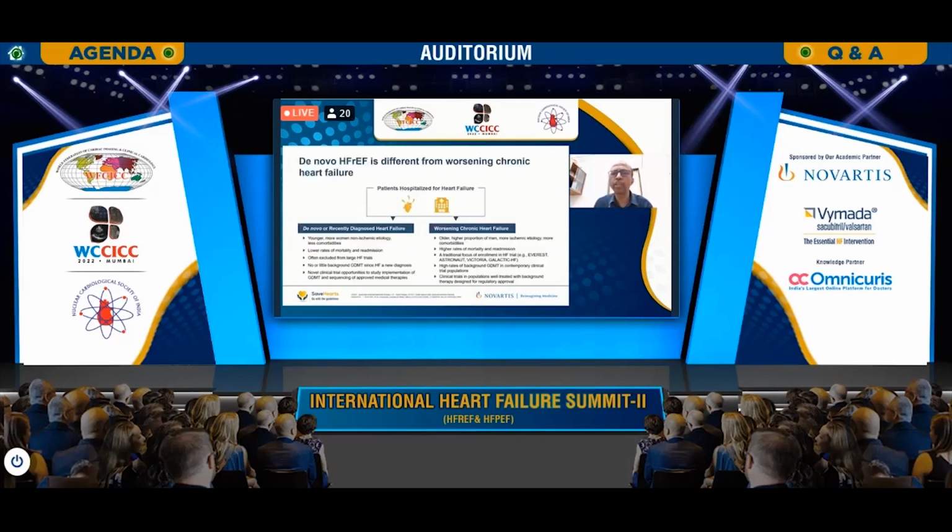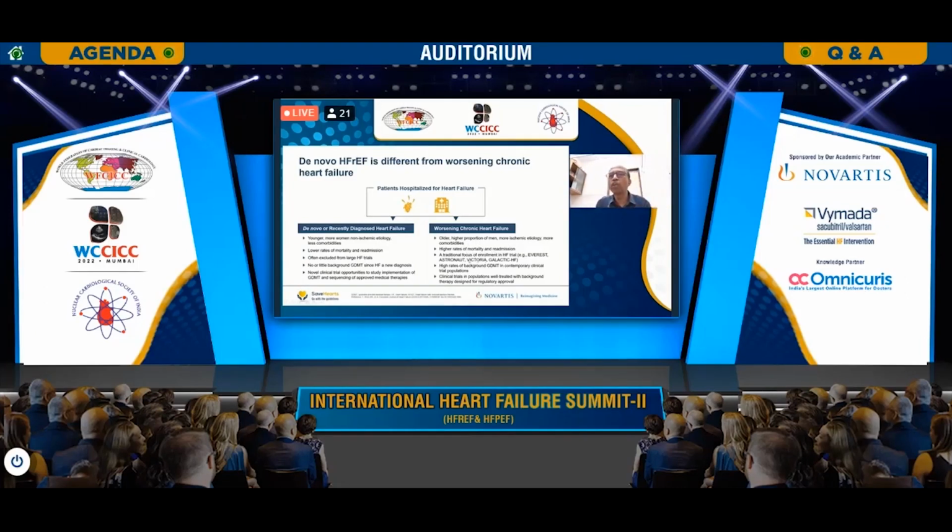What about de novo heart failure patients? Please remember, acute decompensated chronic heart failure and de novo newly diagnosed heart failure are slightly different animals. When you talk about de novo heart failure, patients are younger, more likely to be women, and more likely to have non-ischemic etiology. These patients were often excluded from large heart failure trials. They have lower rates of mortality and readmissions, and novel clinical trial opportunities exist to study implementation of GDMT in this group of patients. Whereas worsening known chronic heart failure patients are older, with a higher proportion of men, more ischemic etiology, and higher rates of mortality and readmission.